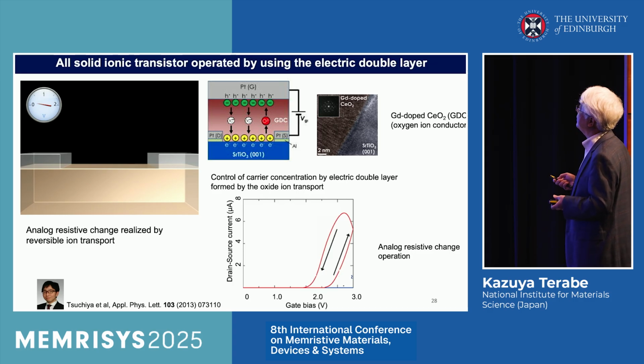So at first, Tsuchiya fabricated such an electric double layer transistor using an oxygen ion conductor. With applied voltage, oxygen vacancies migrated and generated the electric double layer. This is the drain source current, and this is the gate bias. You can see that such a resistance change can be observed.